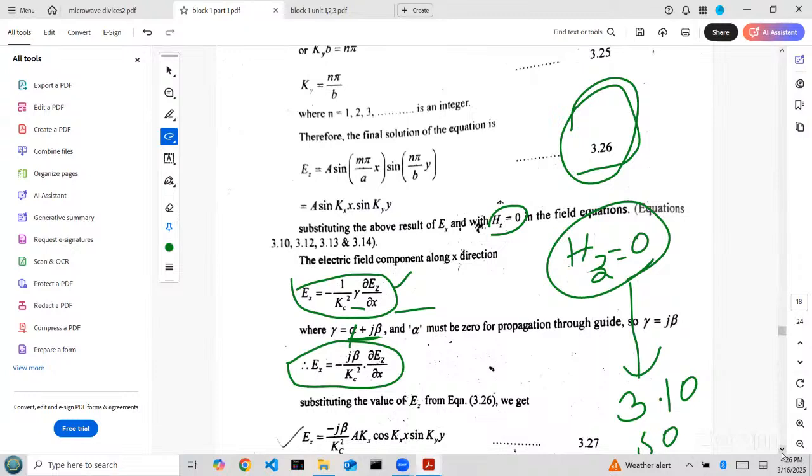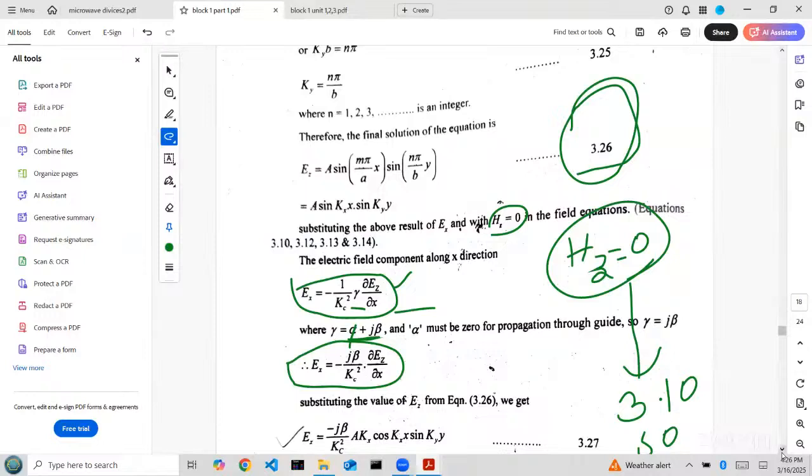3.26, is equal to, yes. 3.26 వచ్చింది. ఆ 3.26 వచ్చాక ఏం చేయాలి? ప్రీవియస్ 3.10, 11, 12, 13, 14 ఉంది కదా, అందులో మనం ఏం చేయాలి? HZ ని 0 పెట్టాలి. HZ ని 0 పెడితే మనకి EX వస్తుంది.